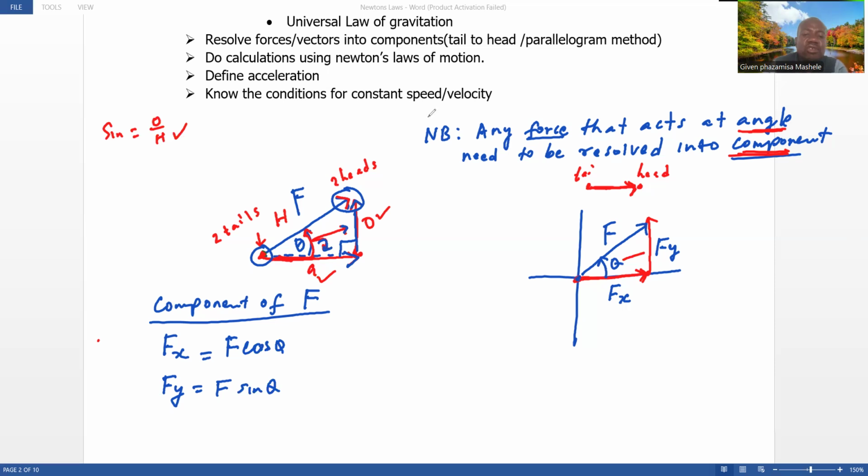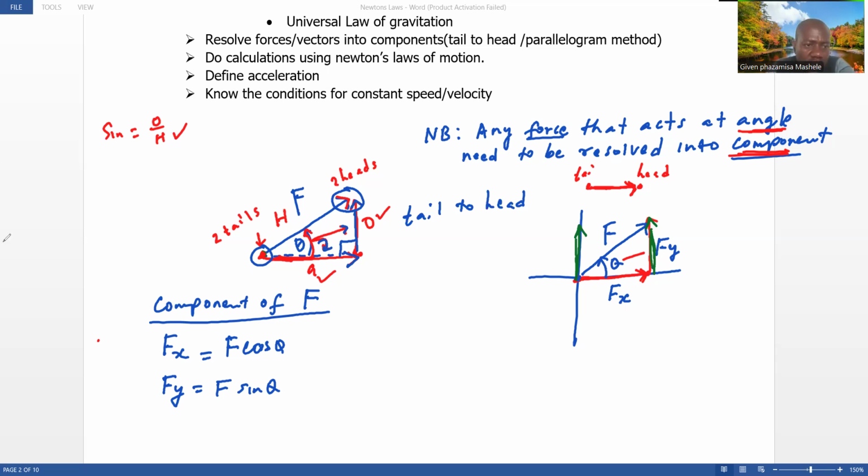But this is called the tail to head method. But one can do this: instead of using tail to head method, we can even use the parallelogram. In grade 11, there's something called equality of vectors, where if you have a vector, we can still move it and put it there. In another book, they call it tail to tail. The parallelogram is also called tail to tail.